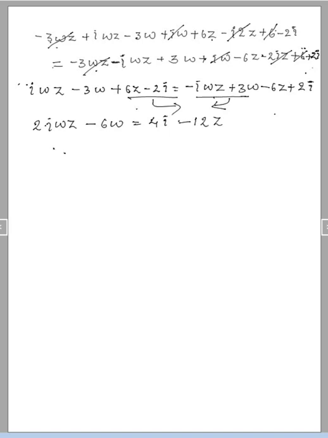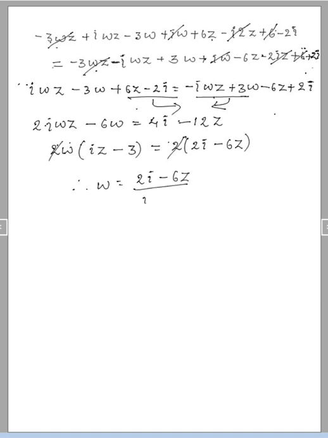So I need what? W, right? With the W I have a common term called 2. I will take out 2W times, you are left out with IZ minus 3, which is equal to, here also I will take out 2, as 2 is the common factor. So 2I minus 6Z. So here 2 gets cancelled, 2 gets cancelled. Therefore W equal to 2I minus 6Z divided by IZ minus 3. This is the required bilinear transformation.